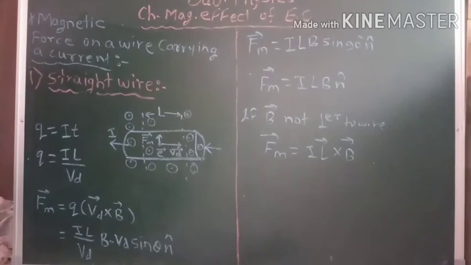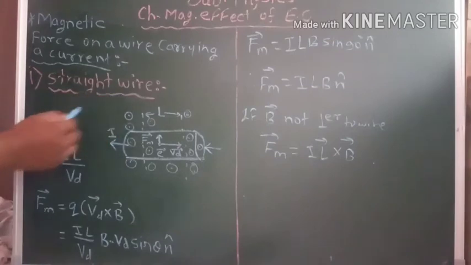The next point is magnetic force on a wire carrying a current. We determine the magnetic force on a wire carrying a current. That means current is passing through the wire, a magnetic force is produced, and we discuss that magnetic force. In the first part, we use a straight wire.